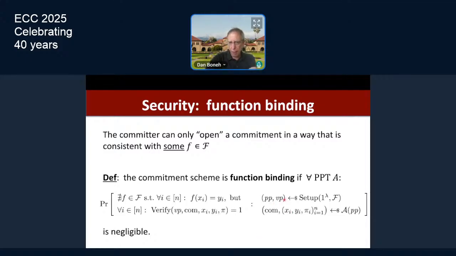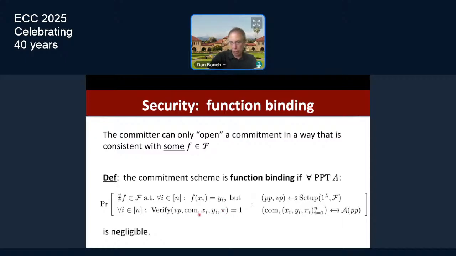Basically, we generate these parameters for the scheme, and now the adversary is given the prover parameters. He will generate some commitment and a bunch of openings of this commitment. You notice up to n openings. What the adversary should not be allowed to do is make it so that there is no function in the function family that's consistent with all the openings, even though the verification algorithm verified properly all the proofs. This should say pi i here, by the way, not pi.